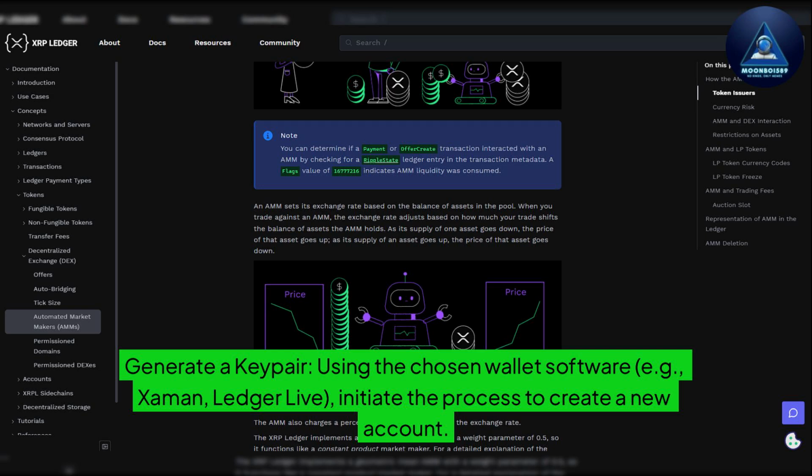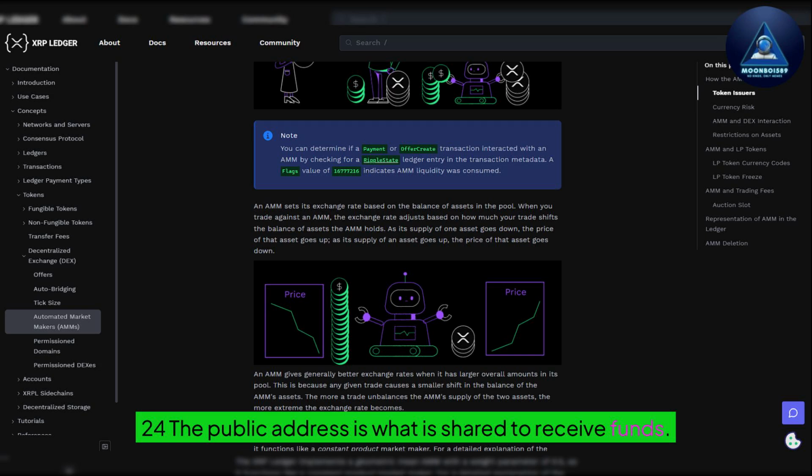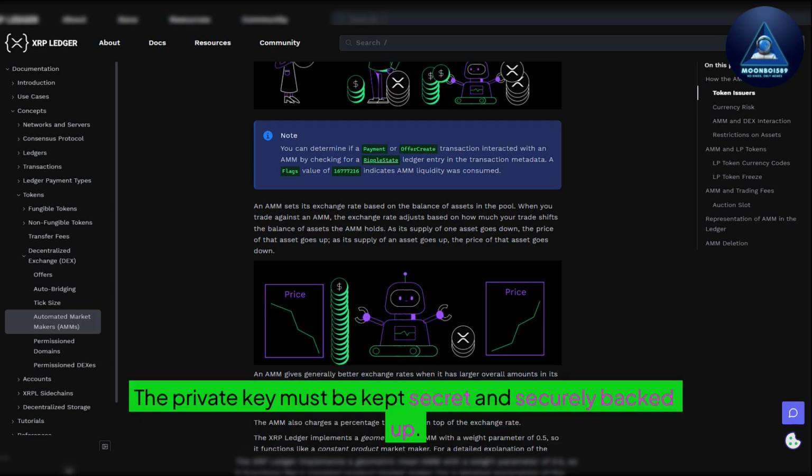Using the chosen wallet software, e.g., Xaman or Ledger Live, initiate the process to create a new account. The software will generate a new key pair offline, which consists of a public address, starting with an R, and a private key, often represented as a secret, a mnemonic phrase of 24 words, or stored internally on a hardware device. The public address is what is shared to receive funds. The private key must be kept secret and securely backed up.